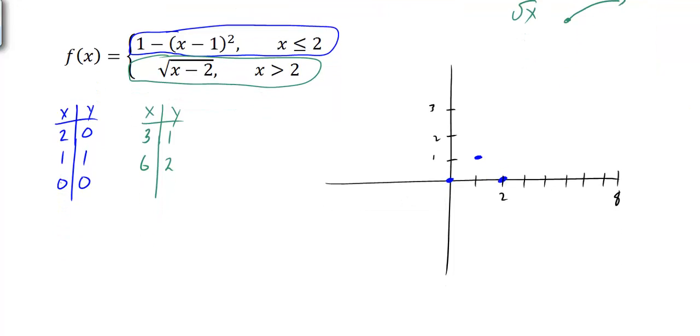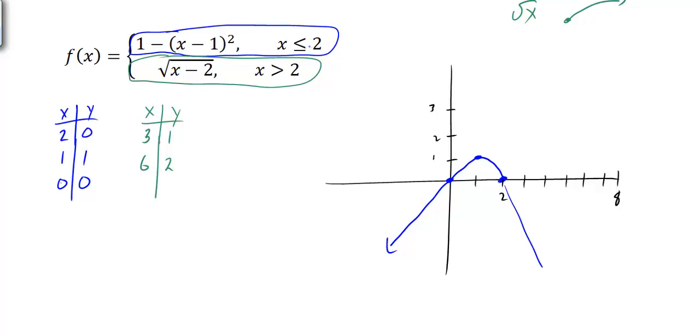And I know that this is going to look something like this. Now, we know that x is less than or equal to 2, so I'm going to stop here at 2. So the only part of the graph I'm looking at is this part over here. Now, we know that if we were to graph this function, 1 minus (x minus 1) squared, and put that into your calculator, you would get this entire parabola like this.